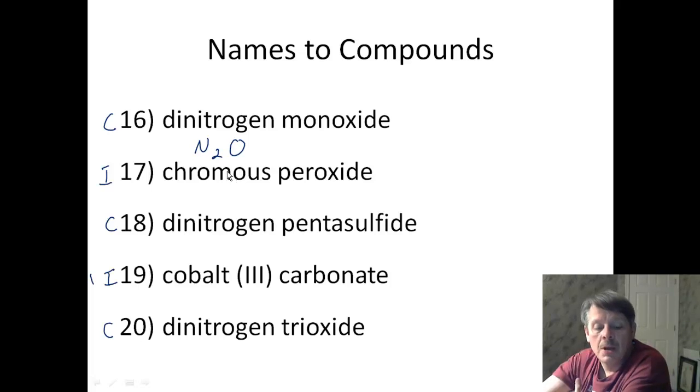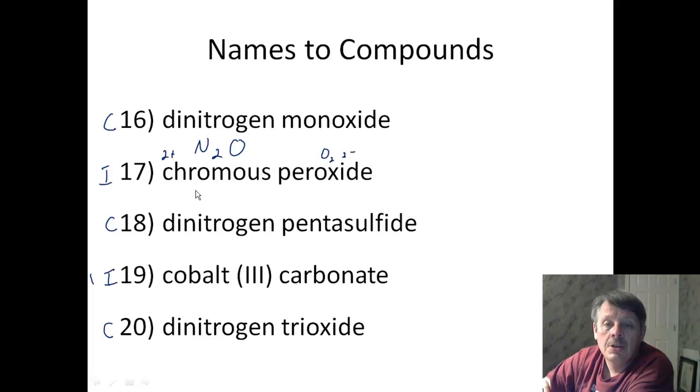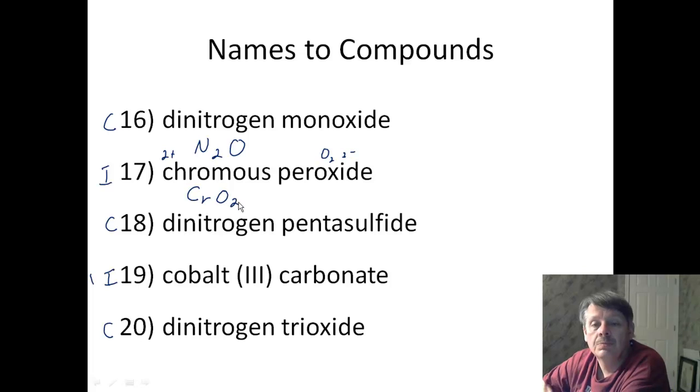Chromous. So when I look up chromous, chromic is Cr3+. Chromous is Cr with a +2. So that's a 2+ charge. And peroxide is O2, and it has a 2- charge. So this is going to be CrO2. That's chromous peroxide, because my charges cancel.